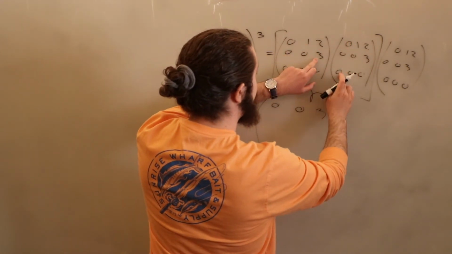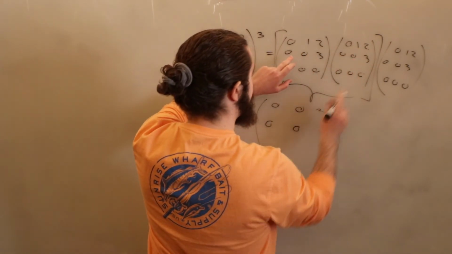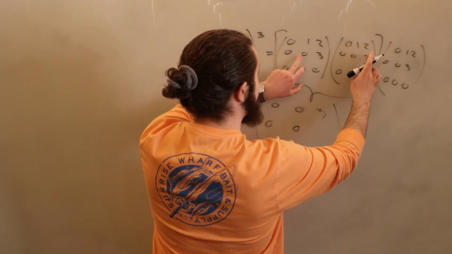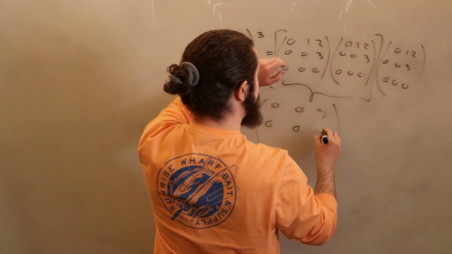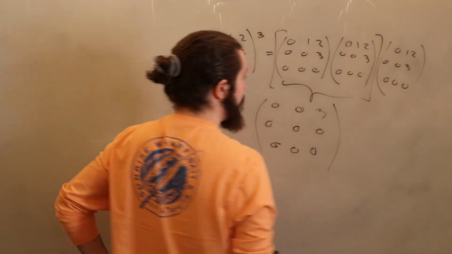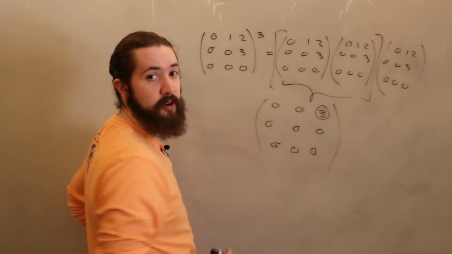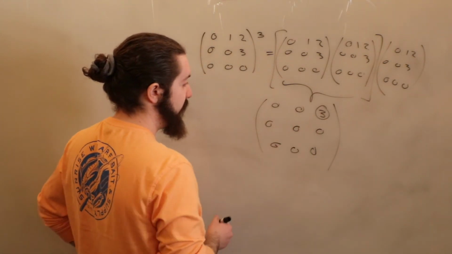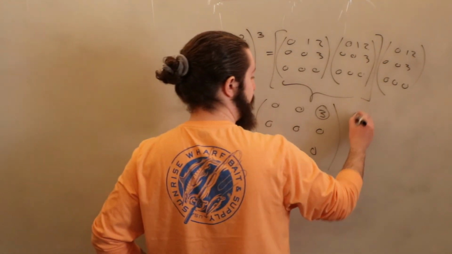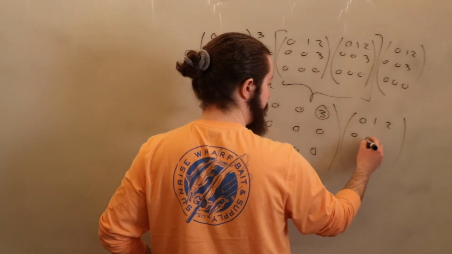0 plus 0 plus 0. 0 plus 0 plus 0. 0 plus 0 plus 0. And more zeros. Lovely. Okay. But notice this 3 in there. This is not the zero matrix, right? It does have a non-zero entry, and then we're going to multiply it by the original matrix one more time in order to get the cube.